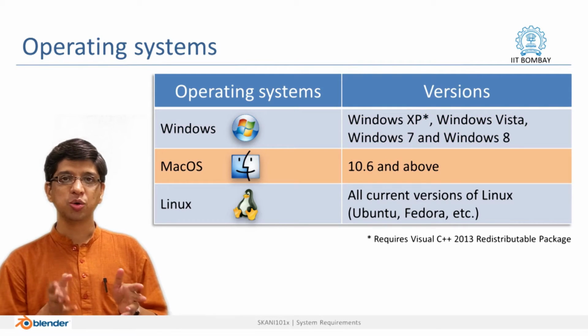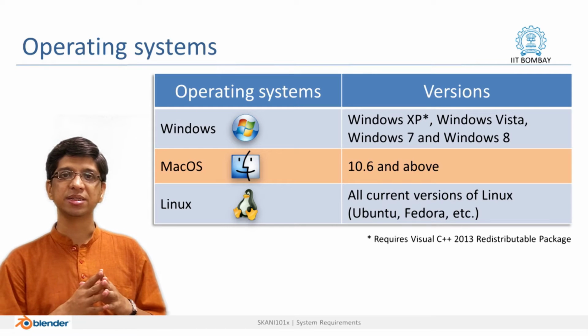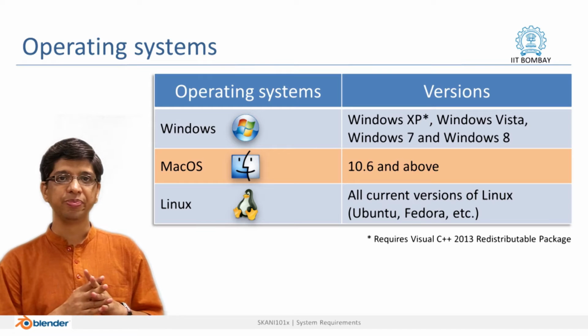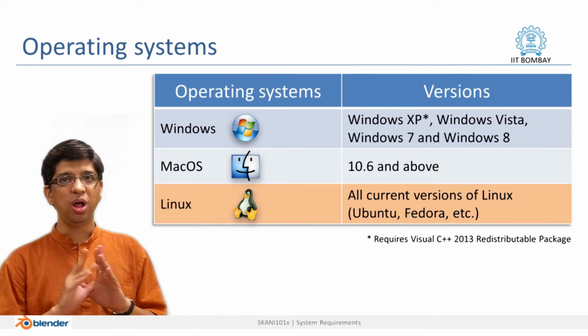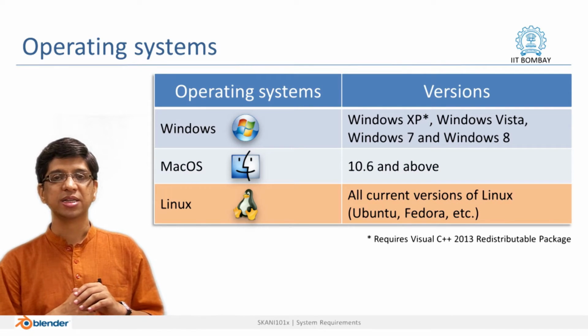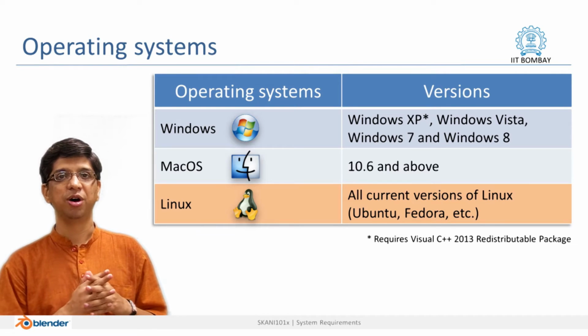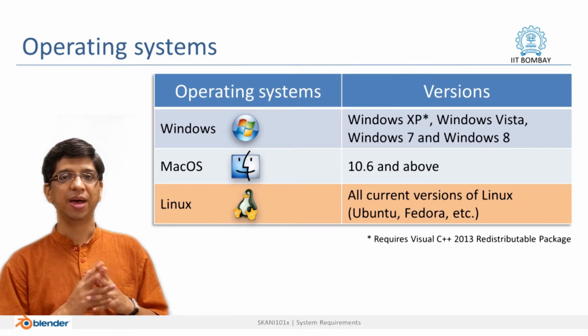For Macintosh OS, anything above 10.6 should be fine and you should be able to use Blender on that. For Linux, all the current versions of Linux, whether it is Ubuntu or Fedora, you have a version of Blender available already. You just have to search for the suitable version and download it. In fact, the next session will tell you how to install. In case you people have not yet installed, you should try that out.